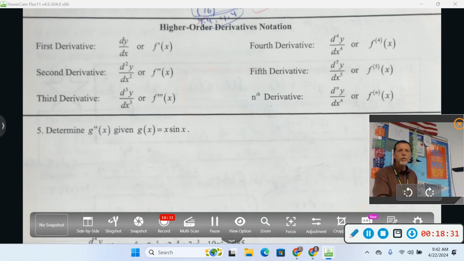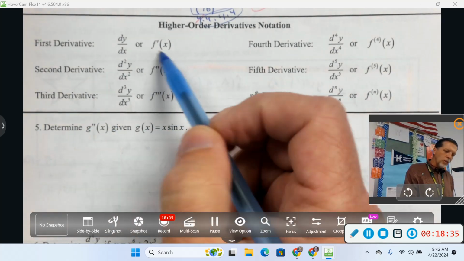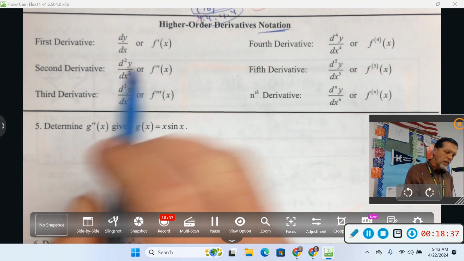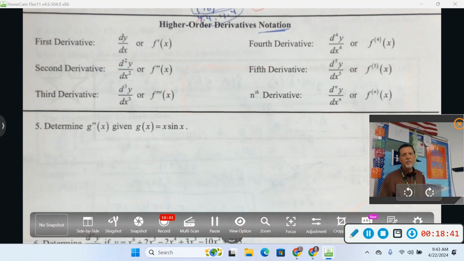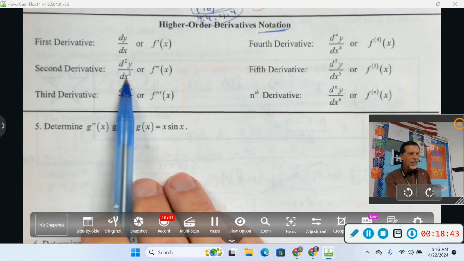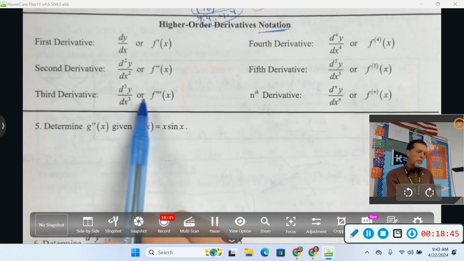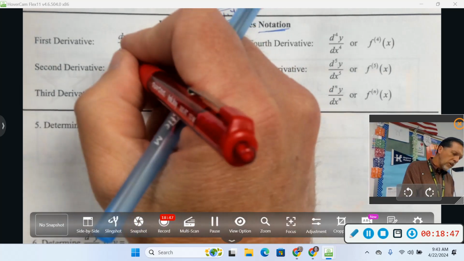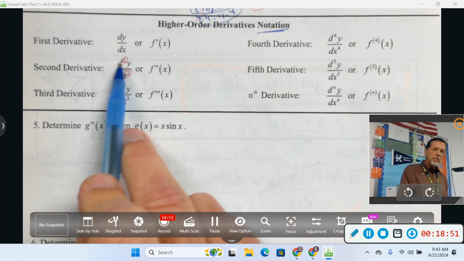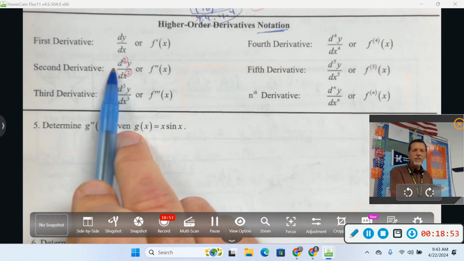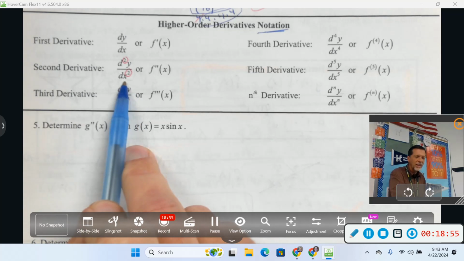Okay, higher order derivatives notation. This isn't really anything new other than notation. We're familiar with the first derivative, dy dx, which we write as f prime. If you want a second derivative, pay careful attention to where the squares are. The second derivative is the 2 goes on the d, and the 2 in the bottom goes on the x.